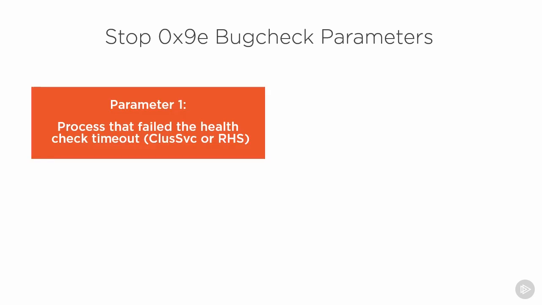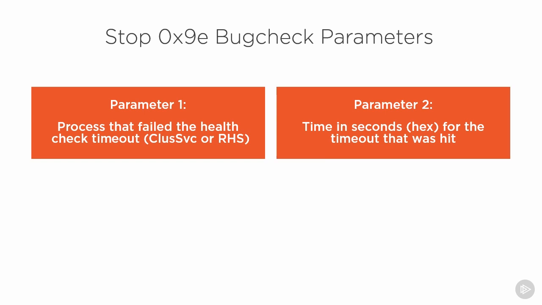As you may know, when a bug check occurs, there's several parameters that are given to give you more context around why the crash occurred. So in this case, parameter 1 provides us with the process ID that failed the health check, whether it be the cluster service process or the RHS process. The second parameter gives us the time in seconds in hexadecimal notation for the timeout that was hit, so you know exactly how long the system had been waiting before the cluster service crashed the system.